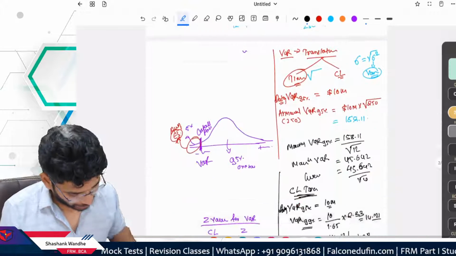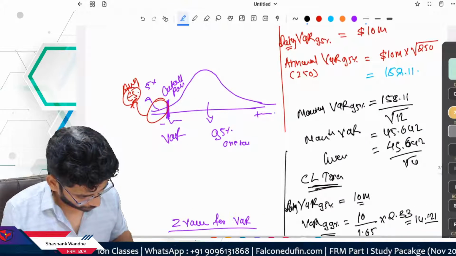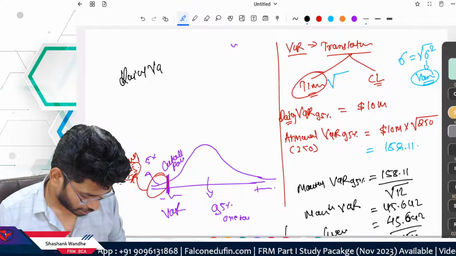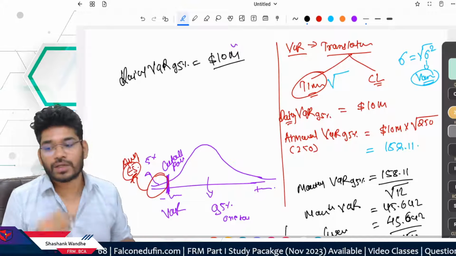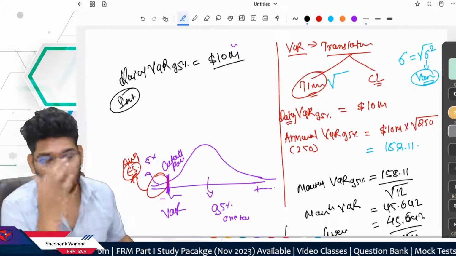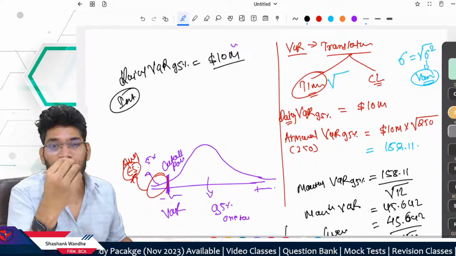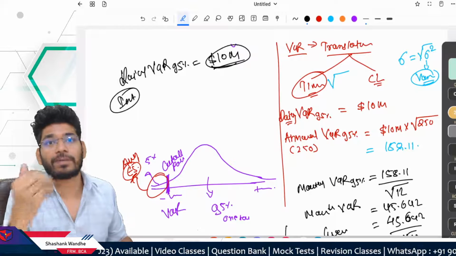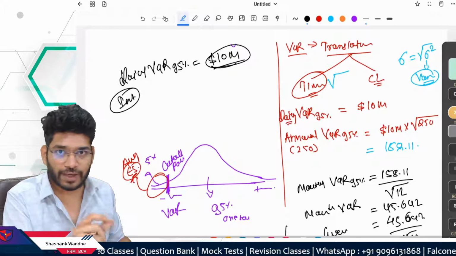Now here we have value at risk for daily VaR. Okay, so our daily VaR at 95% is equal to $10 million. The first interpretation is the percentage-based or confidence level-based interpretation. This means that on any given day, there is a 95% probability that the loss will be below or equal to 10 million. There is 95% confidence. This is what you need to remember.